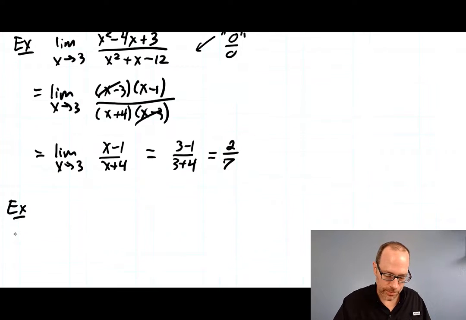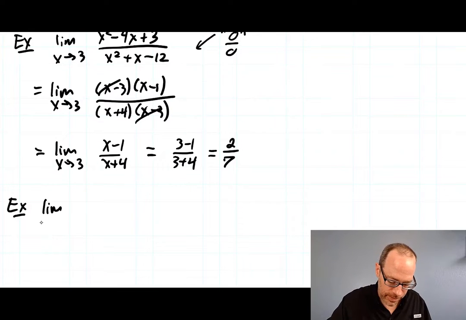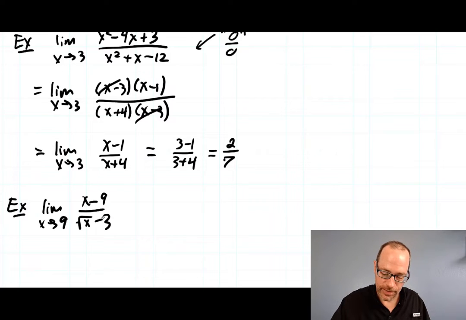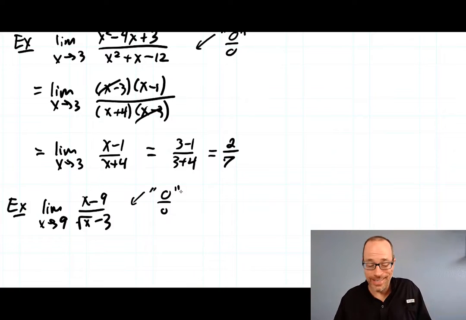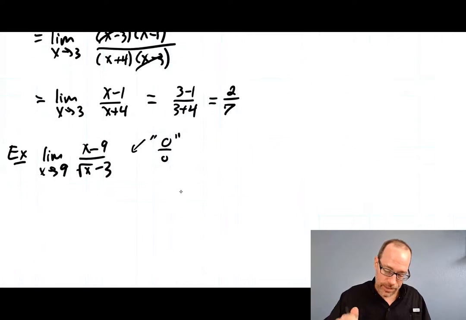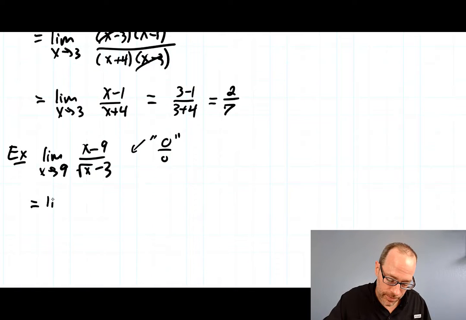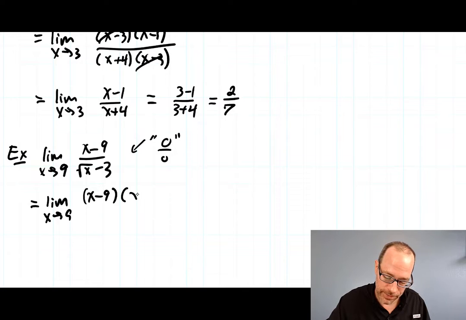Here's another example. The limit as x goes to 9 of x minus 9 all over the square root of x minus 3. Again, the top is trying to go to 0, the bottom's trying to go to 0, so I can't just plug in and get the answer. So the trick here is multiplication by algebraic conjugates.